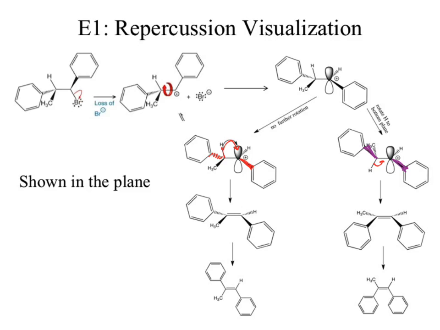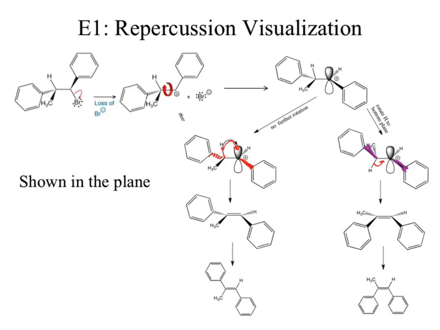So when we run the elimination, or the E1 elimination mechanism, more than likely we end up with the trans product. We can still get the cis, we just don't get it in as high a yield. It ends up being the minor product, or a minor contributor. Make sense? So if that's the E1, what's going to happen with the E2? Same thing, but faster.